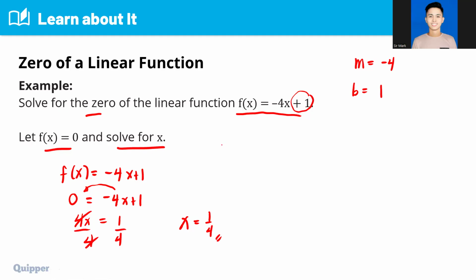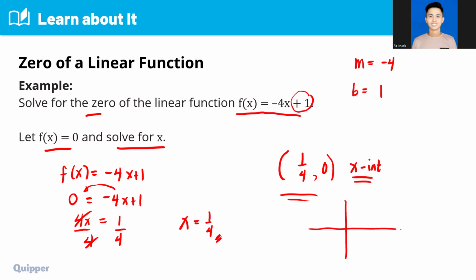Now, if this is the 0 of the function, and you will be asked what is the x-intercept, the x-intercept will be (1/4, 0). Again, this is our x-intercept. Is that clear? This is the 0 of the function, and this is the x-intercept. When we say x-intercept, this is the point. Whenever we plot this point, (1/4, 0), it will be lying on the x-axis.